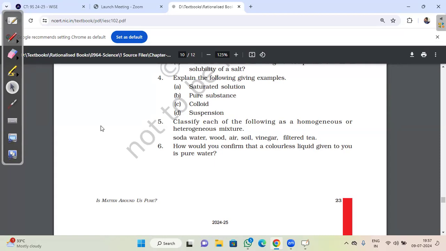Now we just need to check whether it's a solution or not. To check that, we can take a small part of it and evaporate it and check. Or you can also check its electrical conductivity. Pure water is a poor conductor of electricity.